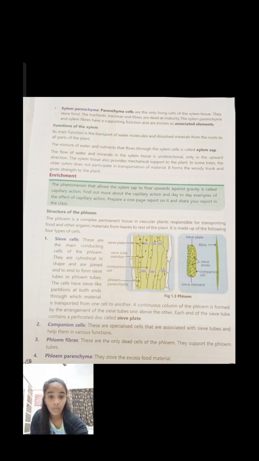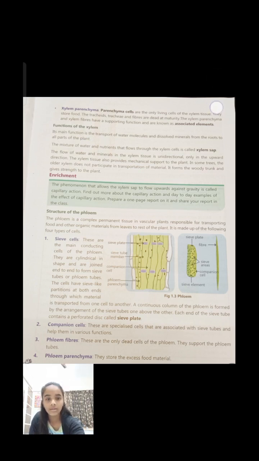First point, what is xylem sap? The answer is the mixture of water and nutrients that flows through the xylem cells is called xylem sap.